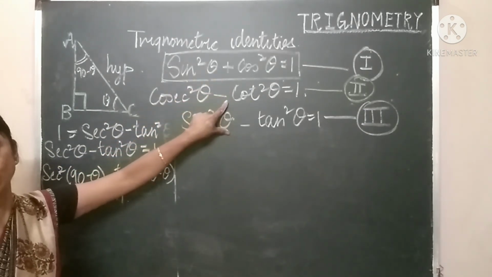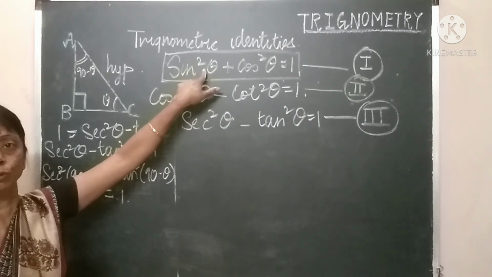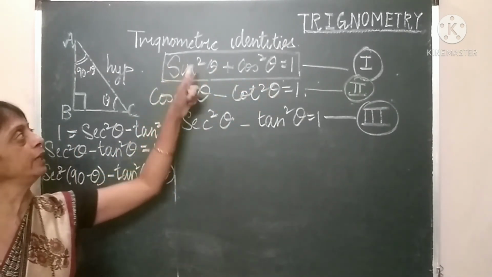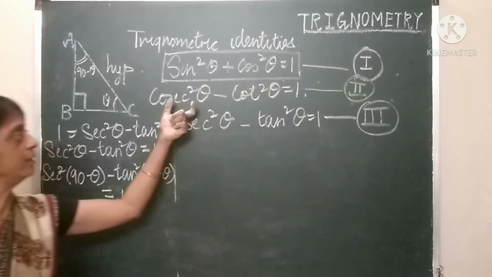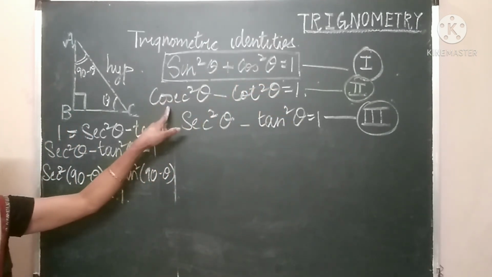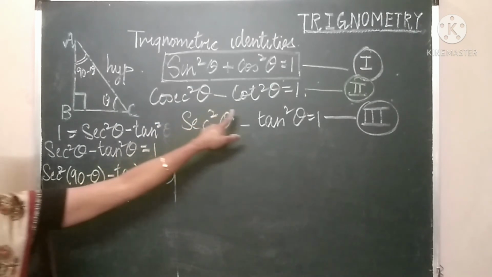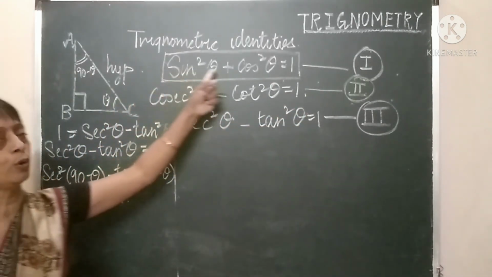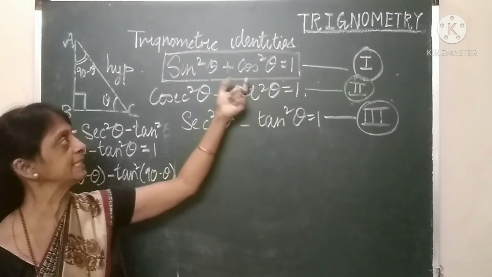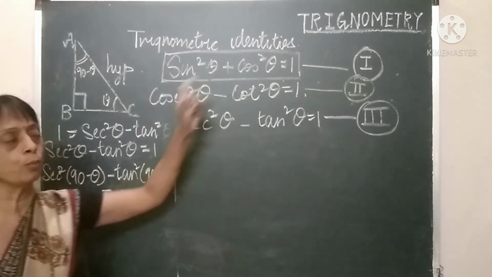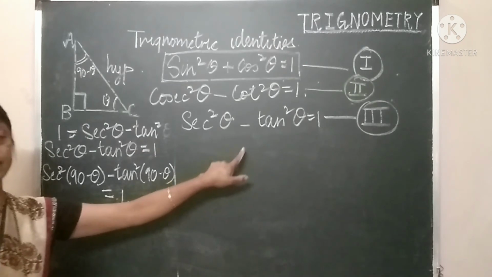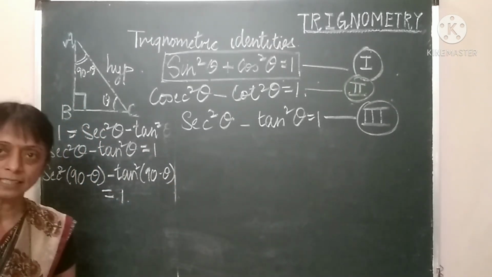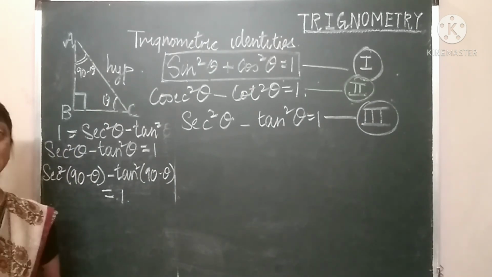To get the other two, what do we do? We take support of the first one. For one method, we divide the whole equation by sine square theta, where we get the second trigonometric identity, which says cosec square theta minus cot square theta is equal to 1. To get the third, we divide the whole first trigonometric identity by cos square theta, where we get sec square theta minus tan square theta is equal to 1. So these are the three trigonometric identities.